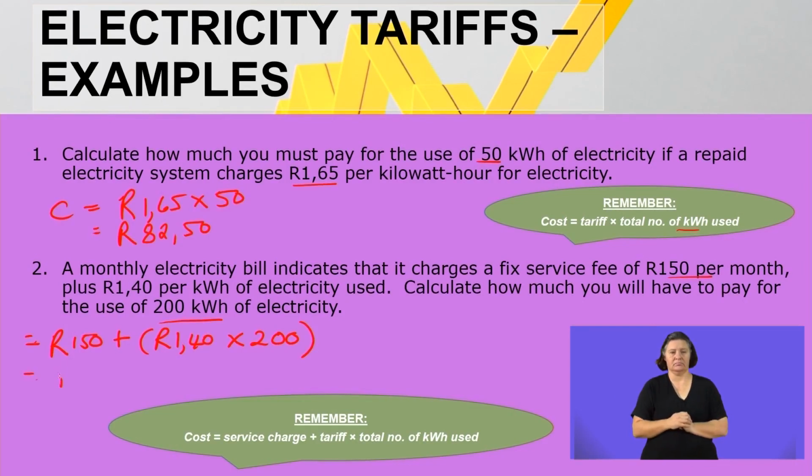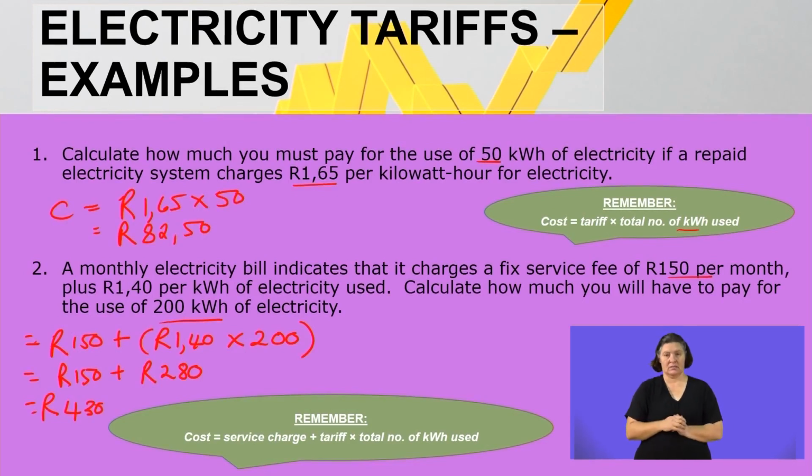Okay, so I'm quickly going to write this down, the fixed monthly charge. So I'm going to take the 140, multiply by 200. That will give us 280. Now I'm going to add the fixed monthly charge to the consumption there. So I'll take the 150 plus your 280, and that gives us a total of 430 rand. So in this case, we'll pay 430 rand for 200 kilowatt hours of electricity. Okay, let's now move on.